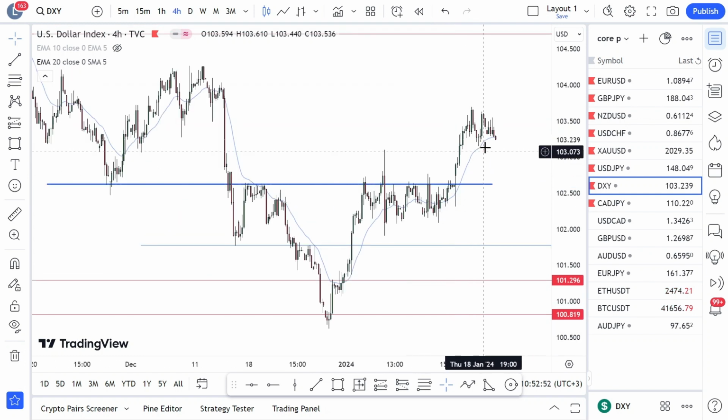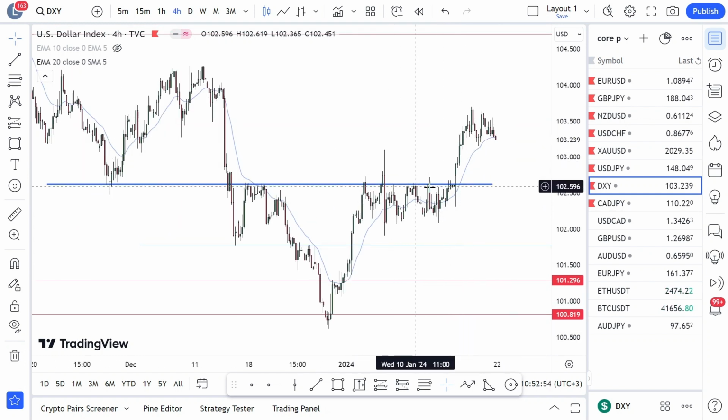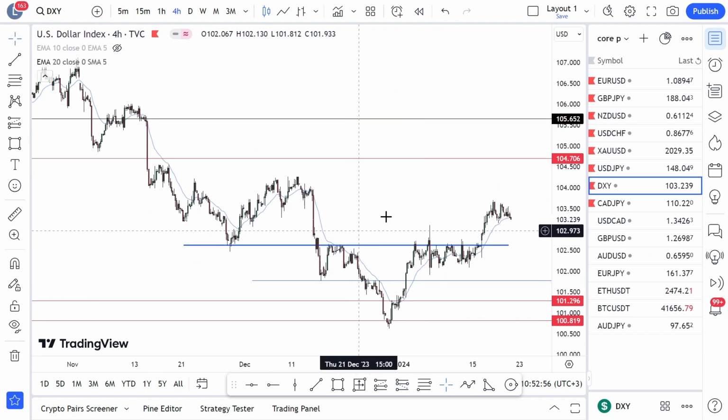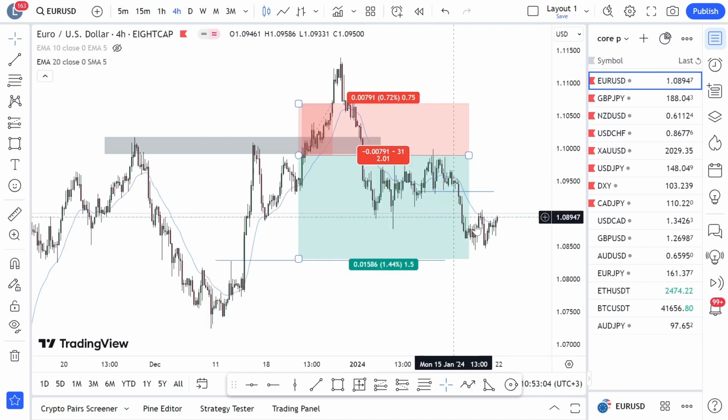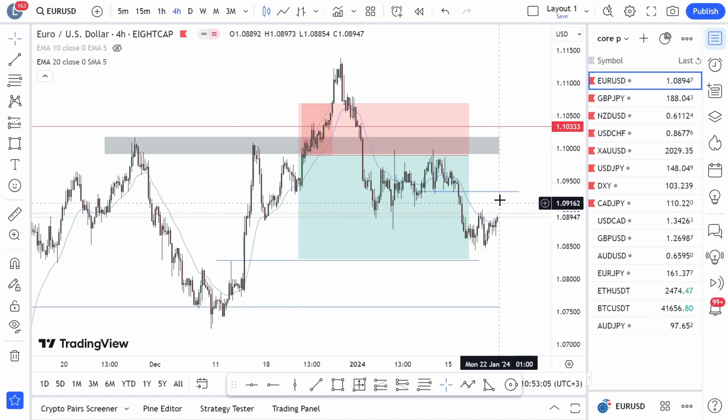So for the coming week, I'm expecting a retracement of the dollar, and this actually might cause me to close my euro dollar trade, because the euro dollar trade looks like it will be going higher. Remember the correlation between the two.